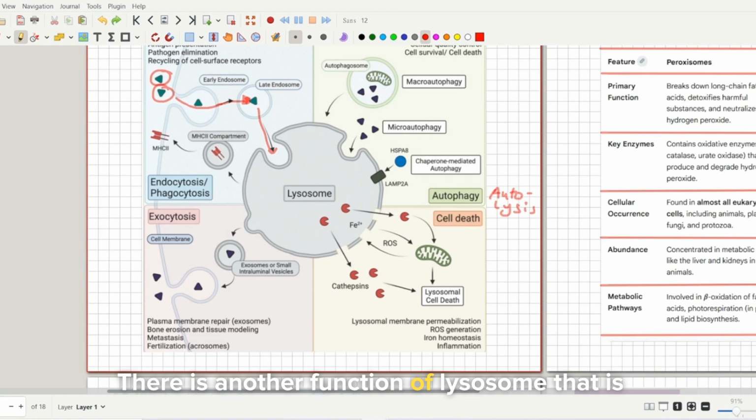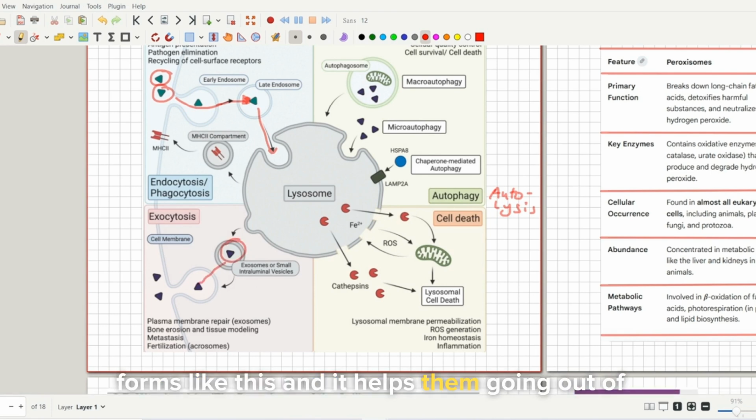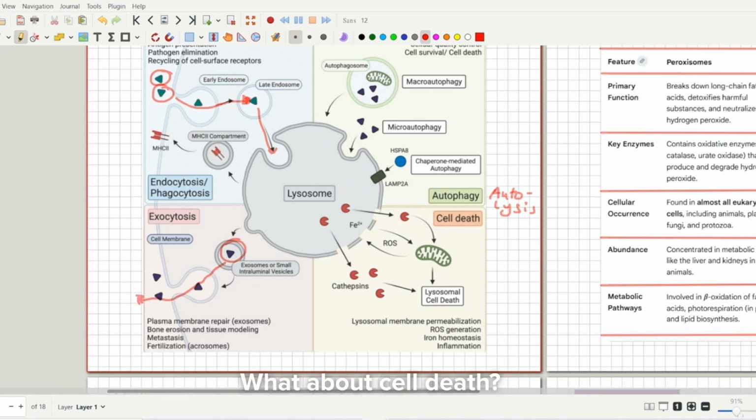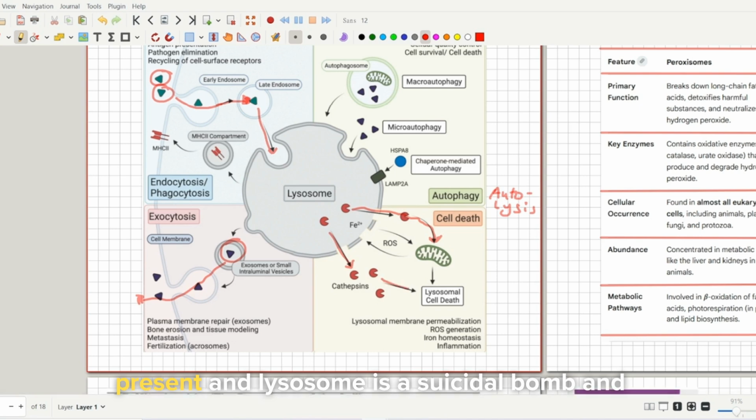There is another function of lysosome, that is exocytosis. For example, small exosomes form like this, and it helps them go out of the cell. So this was about exocytosis. What about cell death? We already discussed it. Cell death is caused by lysosome. Lysosome causes eating up of all the organelles that are present, and lysosome is a suicidal bomb, and it can cause the cell death.